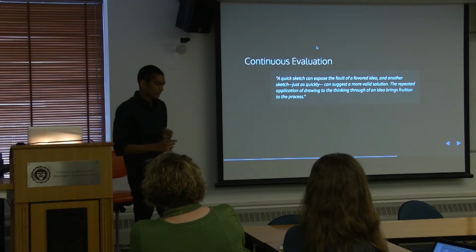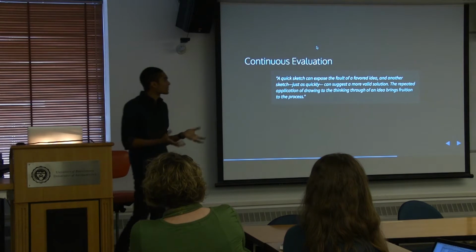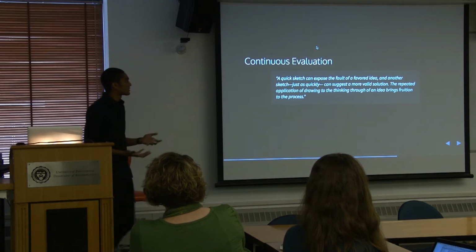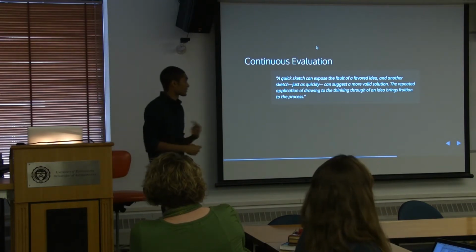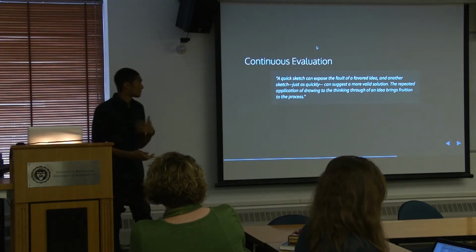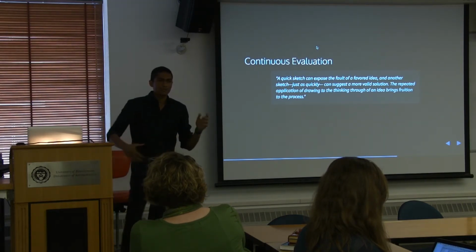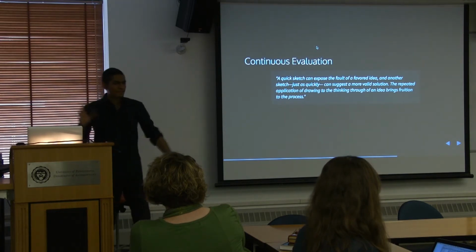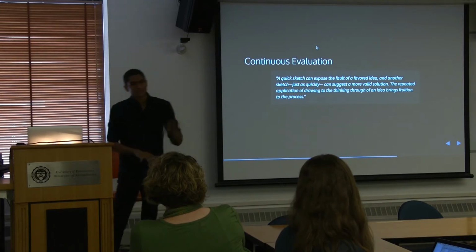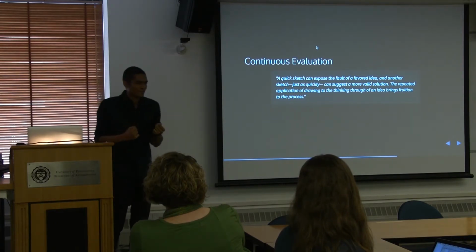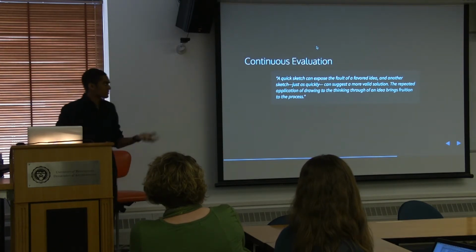And secondly is continuous evaluation. Grubbs says a quick sketch can expose the fault of a favorite idea, and another just as quickly can suggest a more valid solution. The repeated application of the drawing to the thinking through an idea brings fruition to the process. And I think of a small child, all that flailing you're doing is actually gathering data about the world, and you're evaluating what works for you, what doesn't, and putting that together in order to have better judgments about the world.